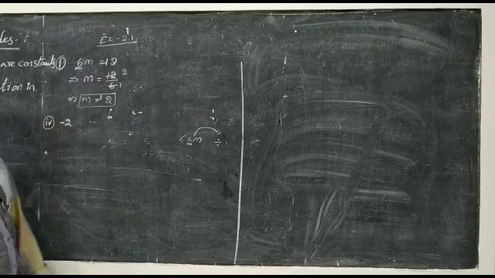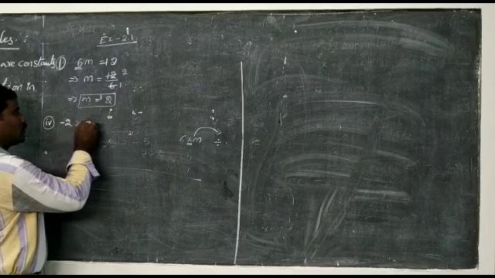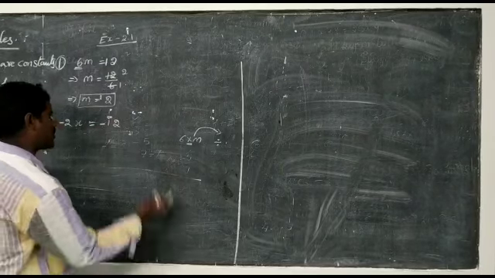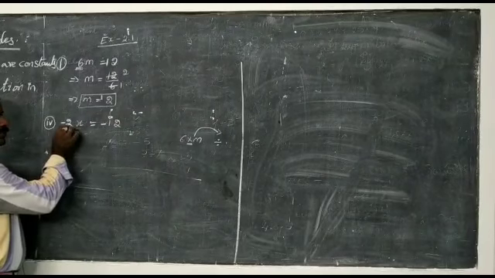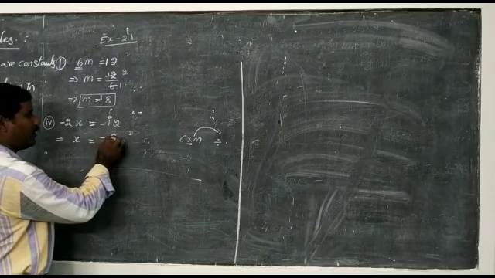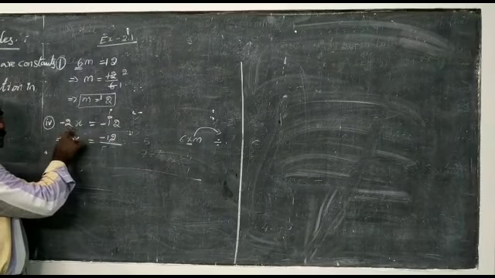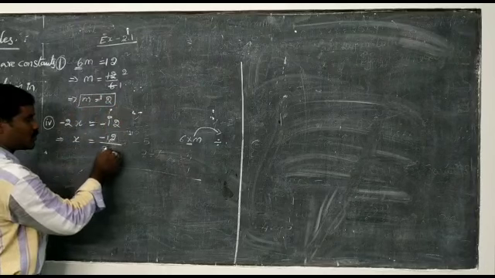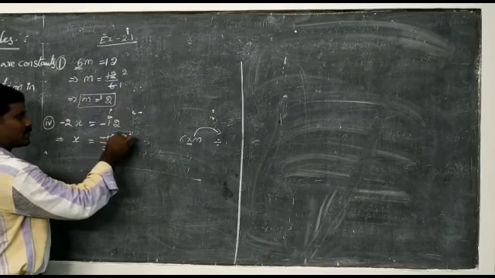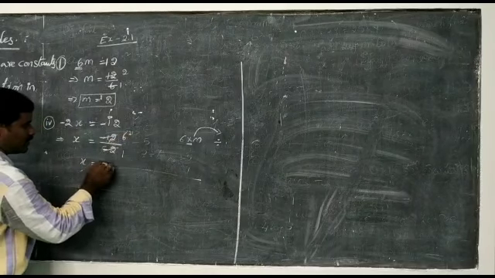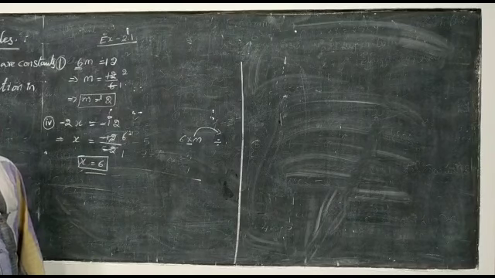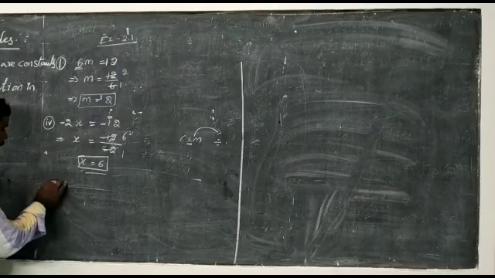Now we go to question number 4. -2x = -12. Same problem, -2 into x. That means x = -12 divided by -2, because multiplication is transposed to division. -2 ones are -2, -2 sixes are -12. That means x = 6.